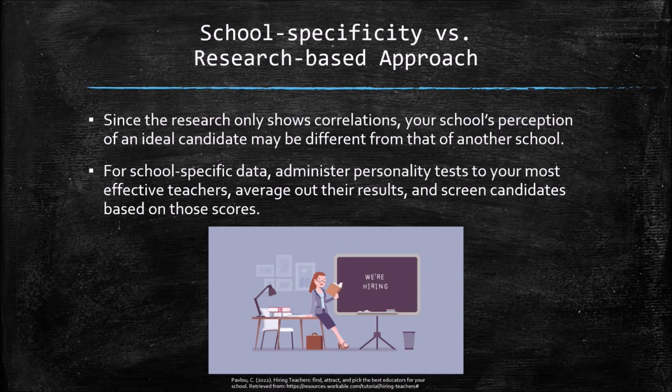So if you want a school-specific approach, how can we go about getting school-specific data so I can screen for candidates that I think I'm going to like? You can administer Big Five personality inventories to your most effective teachers. Let's say you have 30 teachers. You take the top 10%, which gives you 3 teachers. Now you take their personality results, score them each individually, then average out those results.